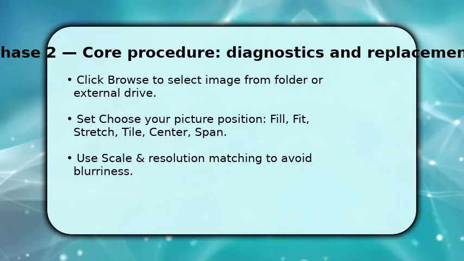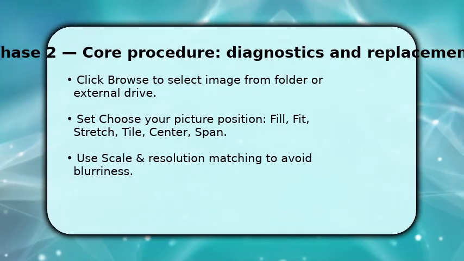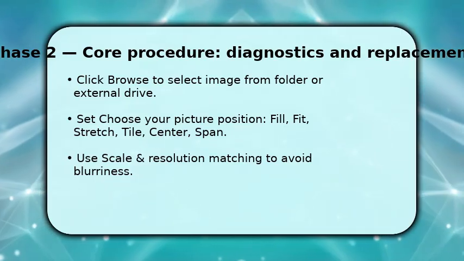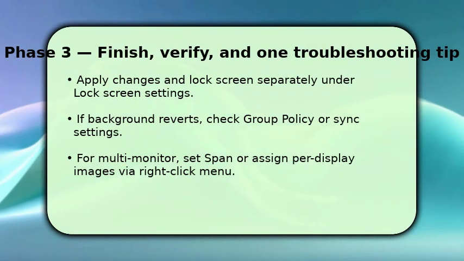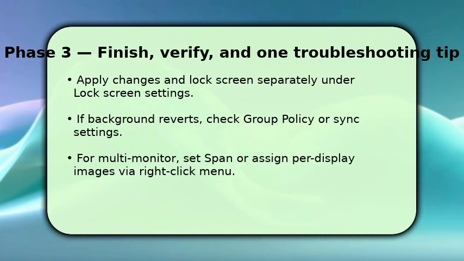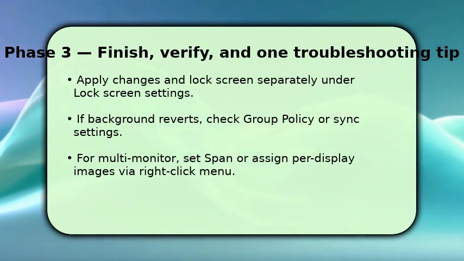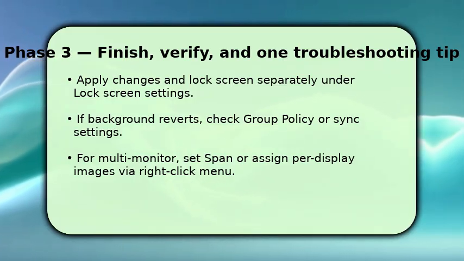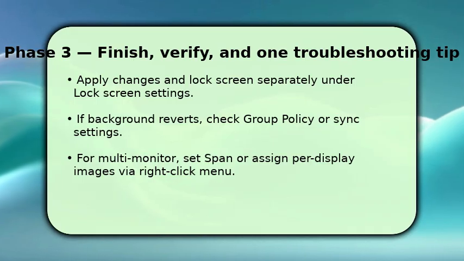If colors or icons conflict, try a darker or lighter image so contrast with desktop icons stays readable. Once you apply the change, double-check lock screen if you want the same image there. They're controlled separately. If the background reverts later, check account sync, group policy, or a corporate profile that forces images. Disabling sync or contacting IT often fixes it.